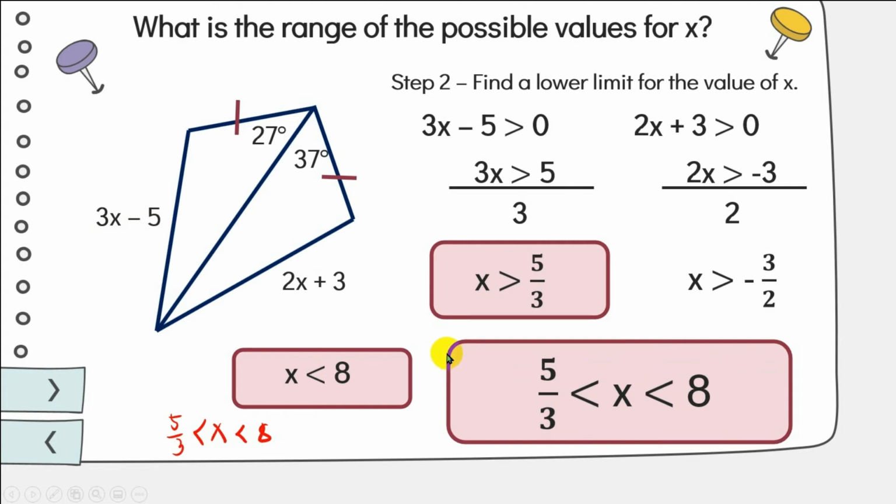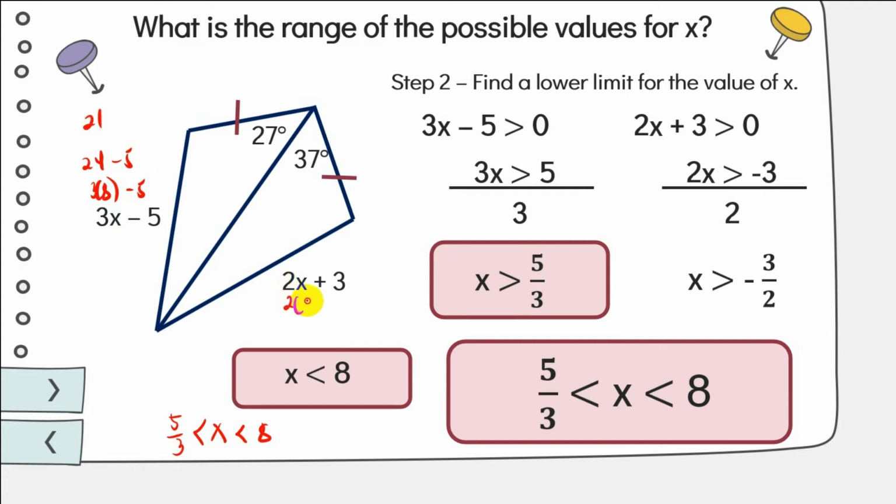So, kapag ang ginamit nating value ng x ay lumagpas sa mga limit na yan, hindi na po masasatisfy na yung side opposite 27 degrees will be less than the side opposite 37 degrees. Like, for example, ginamit natin yung 8 mismo, which is upper limit na nga yan. Hindi dapat tayo umabot sa 8. Pero yan yung ginamit. 3 times 8 minus 5, that's 24 minus 5, that will be 21.